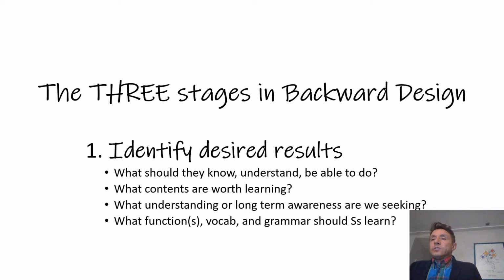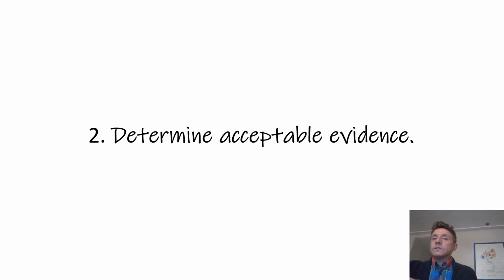Now, the three stages in backward design are: one, identify the desired results. That is to say, what should they know, understand, and be able to do? What contents are worth learning? What understanding or long-term awareness are we seeking? And what functions, vocab and grammar, should students learn? I have already discussed it a bit, so let's move on.